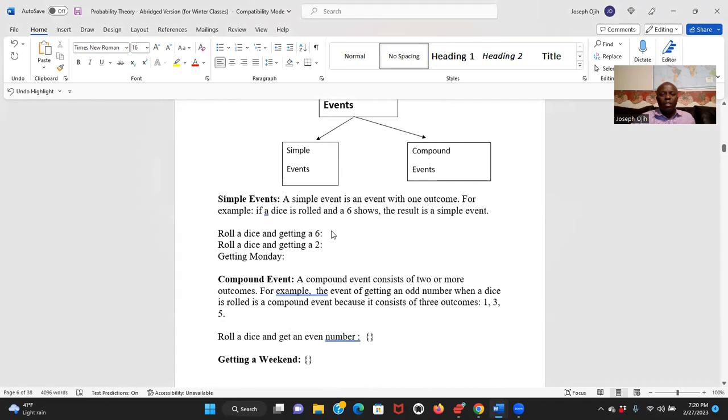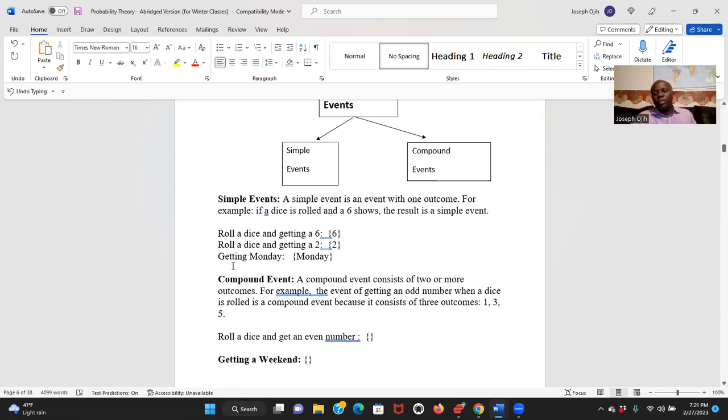We roll a dice. The outcome can be 6 showing up, or 5 showing up, or 2 showing up. For 1 dice, that is 1 outcome, so you call it a simple event. Roll a dice and get a 6: only 1 outcome. Roll a dice and get a 2: only 1 outcome. That's a simple event. Choosing a day of the week and getting Monday is also a simple event.